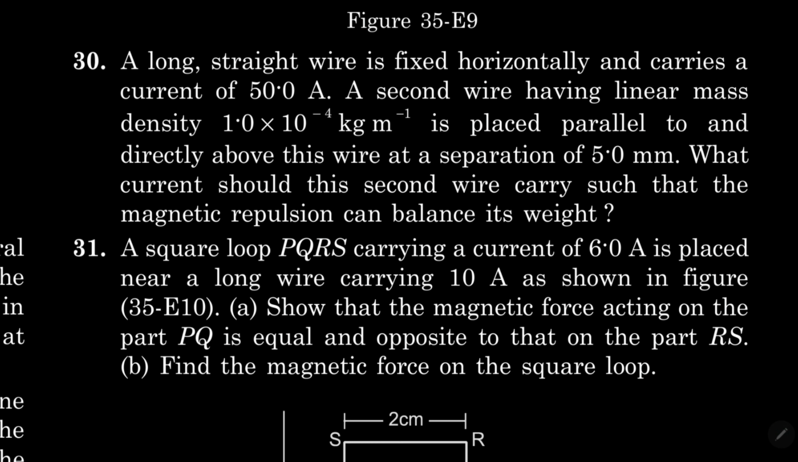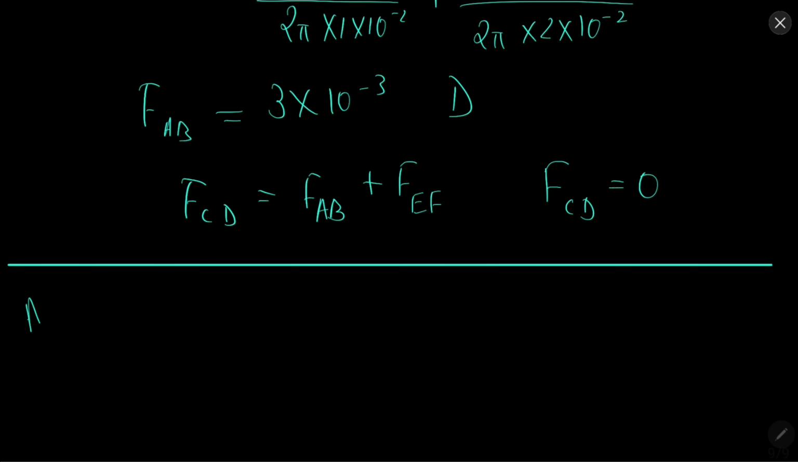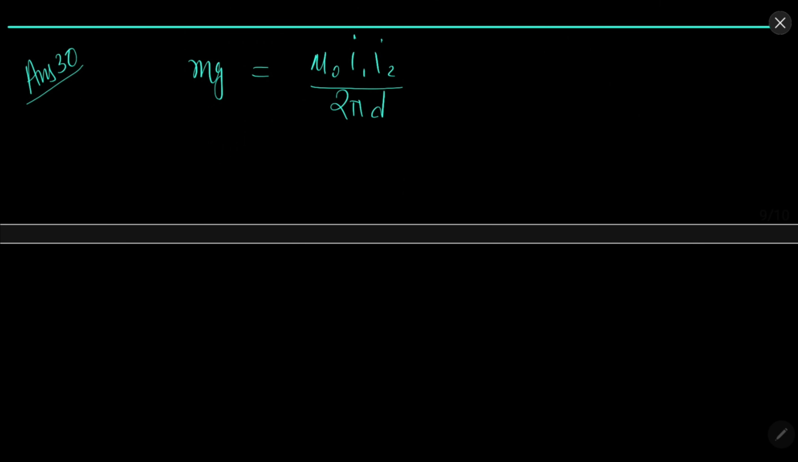In question 30, what current should this second wire carry such that magnetic repulsion can balance its weight? Solution 30: in this case, the mg force will be equal to mu naught I1 I2 over 2 pi d. Ultimately, when we put all the values, I2 will come out to be 0.49 amperes.